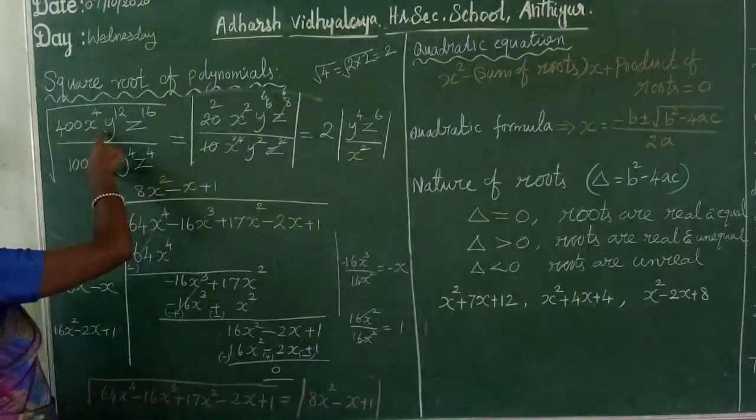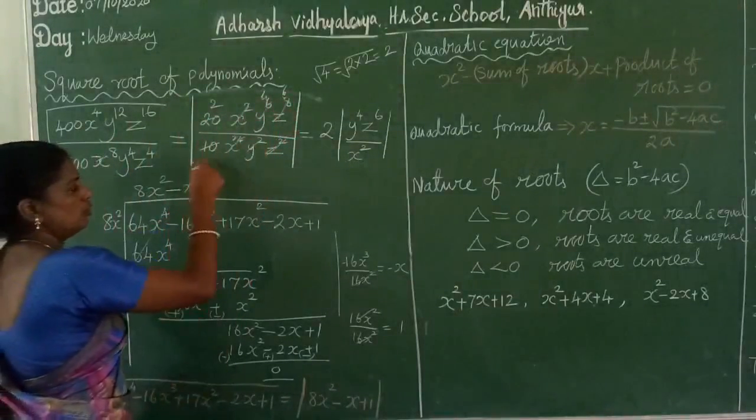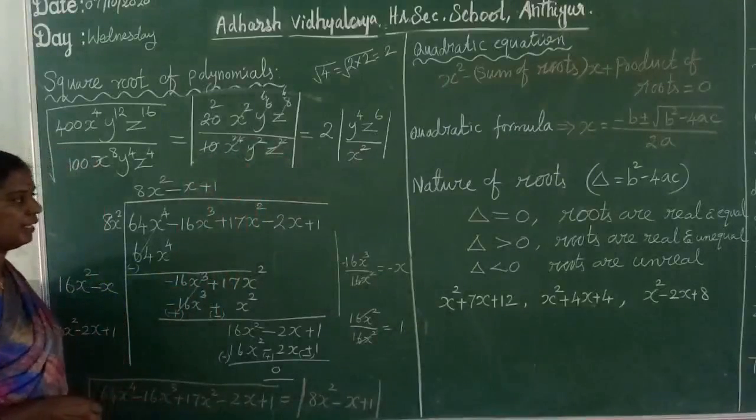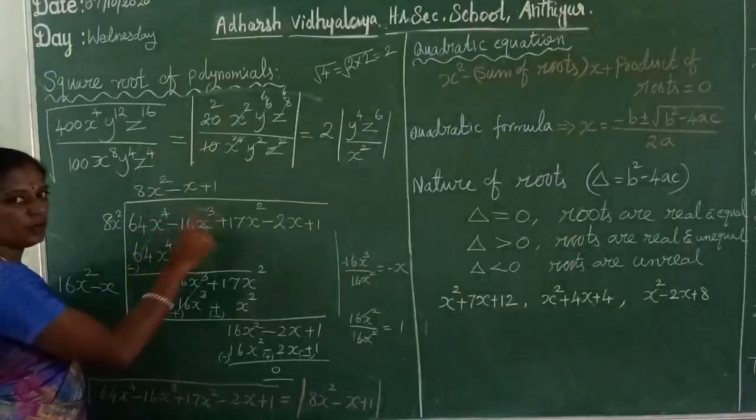So here, the square root of this answer, again no need to put the square root. Here you want to put modulus. Is it clear? So next we see the fourth degree polynomial.